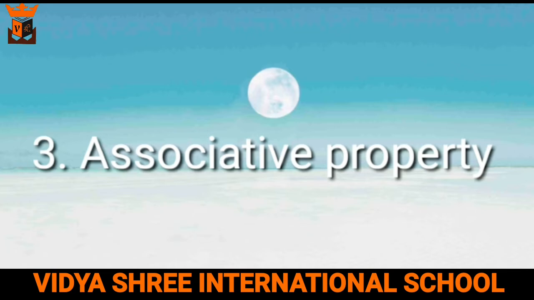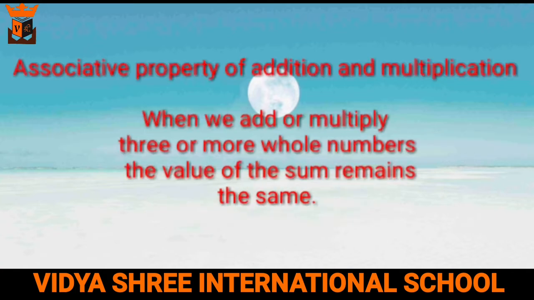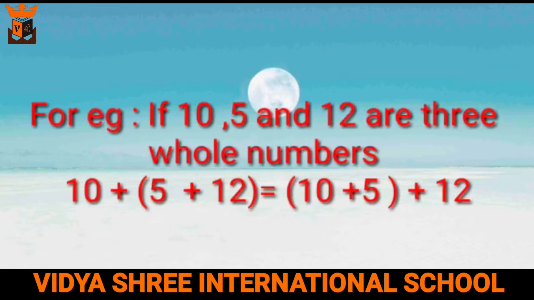Third property is the associative property. This property is also applicable only on addition and multiplication. Let us study about the associative property of addition and multiplication first. When we add or multiply three or more whole numbers, the value of the sum remains the same. For example, if 10, 5 and 12 are three whole numbers, then 10 plus 5 plus 12 is equal to 10 plus 5 plus 12.